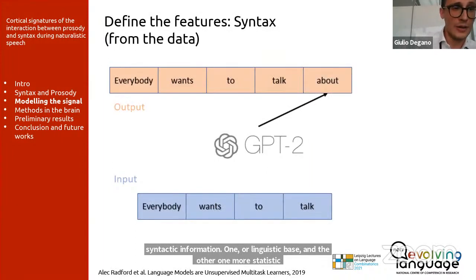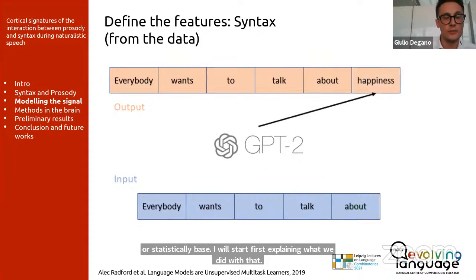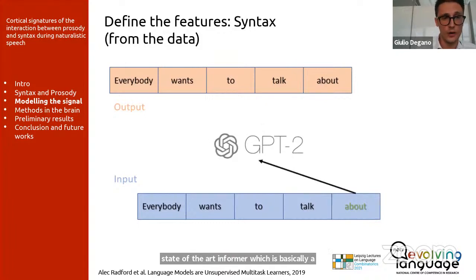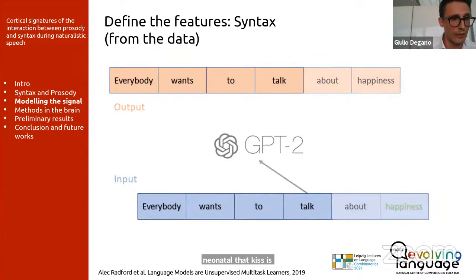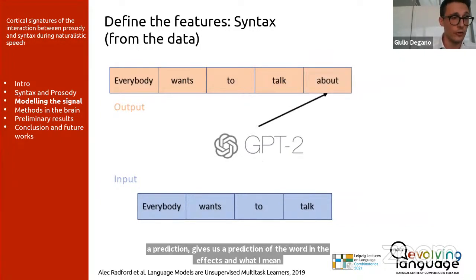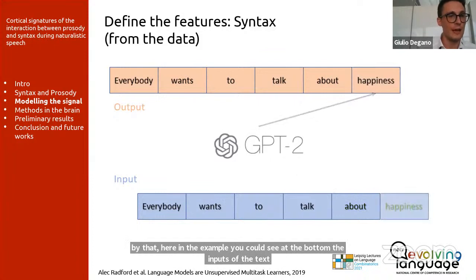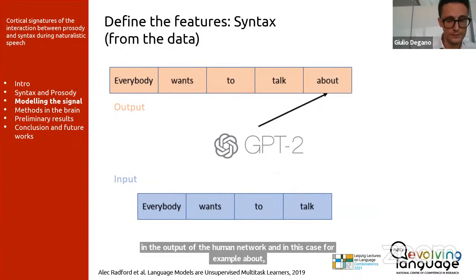So in order to extract the statistics of syntax, we decided to use a state-of-the-art transformer, which is basically a neural network that gives us a prediction of the next word in our text. What I mean by that: here in the example, you can see at the bottom the input text and the output of the neural network. In this case, for example, after "everybody talks about", GPT-2 gives a prediction of "happiness". So this type of model gives us a prediction of the incoming word.